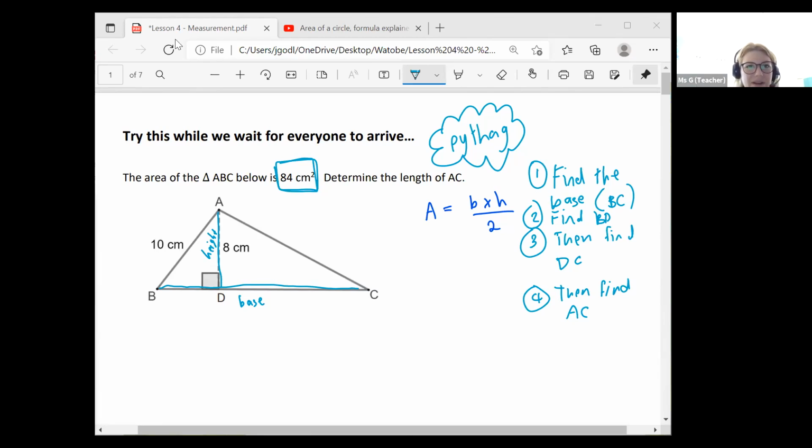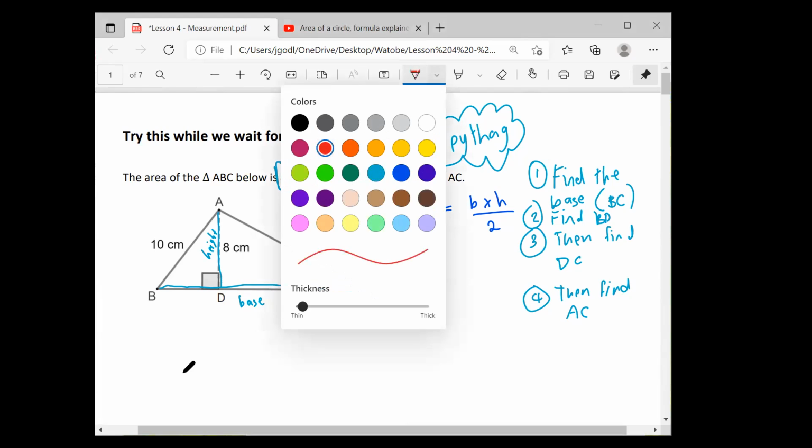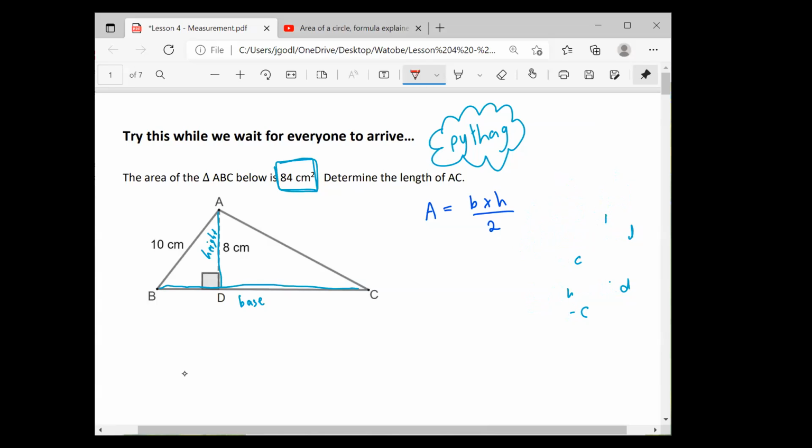I'm going to unvideo myself so I can write properly. Let's try break this down step by step. Step 1, we need to find the base of this triangle. I'm just going to get rid of this so we've got some space.